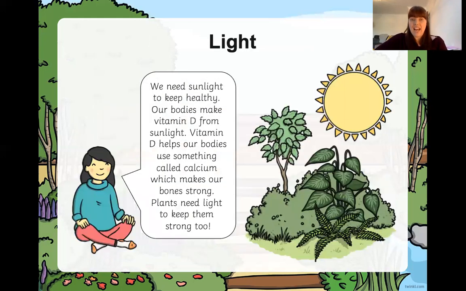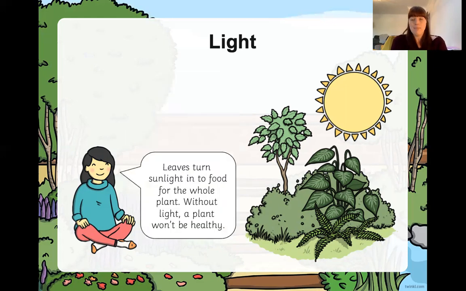Plants also need light. We need light to keep healthy because our bodies make something called vitamin D from sunlight, and that helps us make something called calcium, which makes our bones nice and strong. And that's why plants need light too, to make them nice and strong. Because leaves turn sunlight into food for the whole plant, without light, a plant won't be healthy.